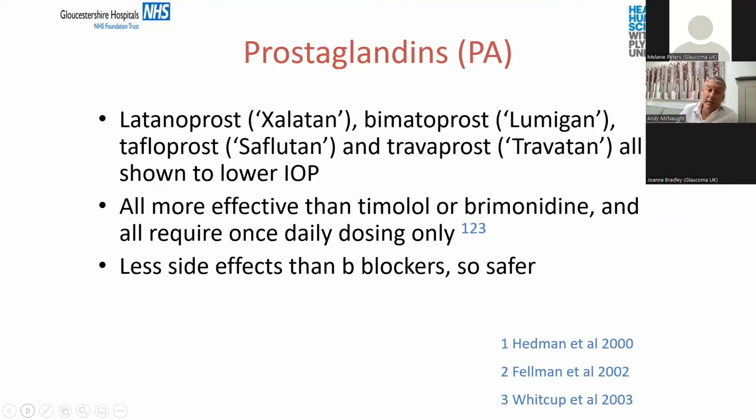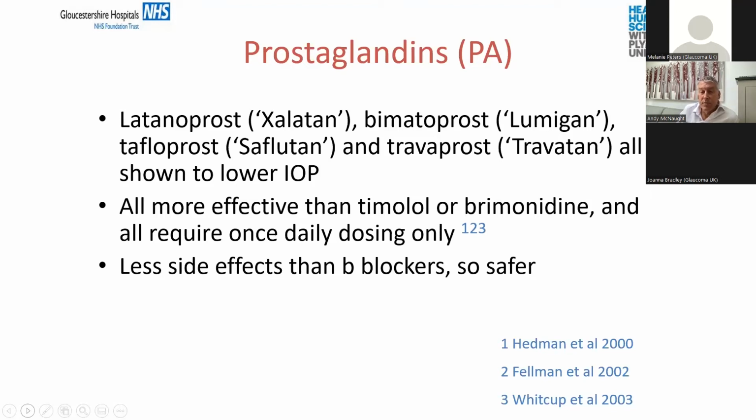The most important drops we have now, and they affect the drainage of aqueous, are prostaglandins. Latanoprost is the most important of all because it's probably the best. It appeared in 1996, and it really transformed glaucoma practice then. It's really effective. It's really free of side effects. And it's very, very safe. It doesn't have the systemic side effects that beta blockers have.